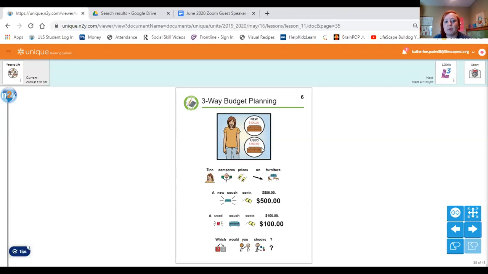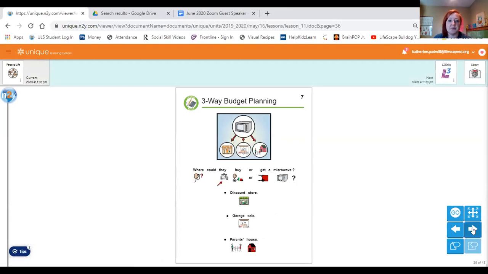And I think in the story we read, the used couch was in really good condition. It looked very nice and clean. So it's probably worth it for Tina to save some money. But that's a decision you have to make. Where could they buy or get a microwave? They could go to a discount store where they sell discounted appliances. Discount means they just have lower prices. They could go to a garage sale or a parent's house.